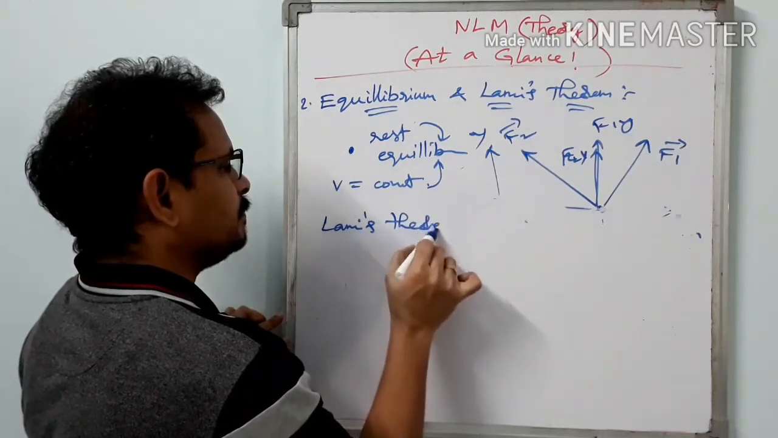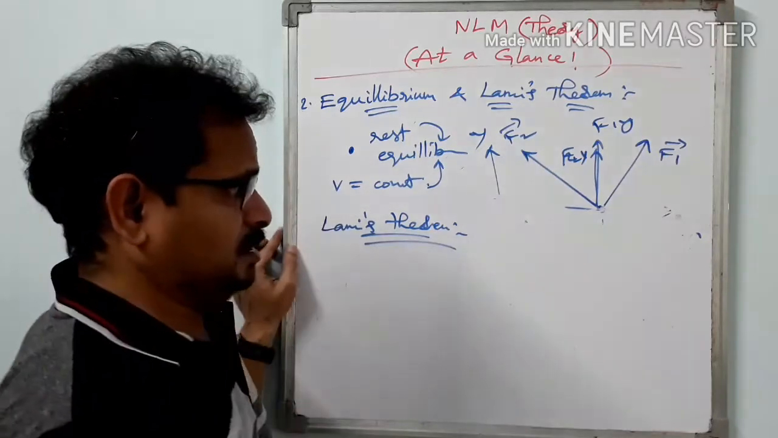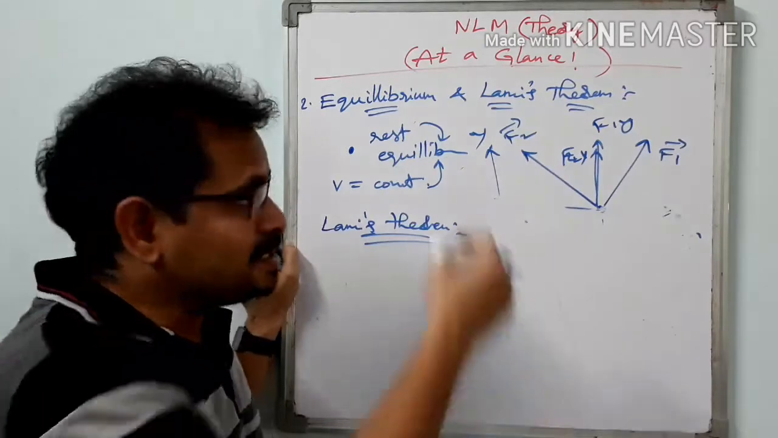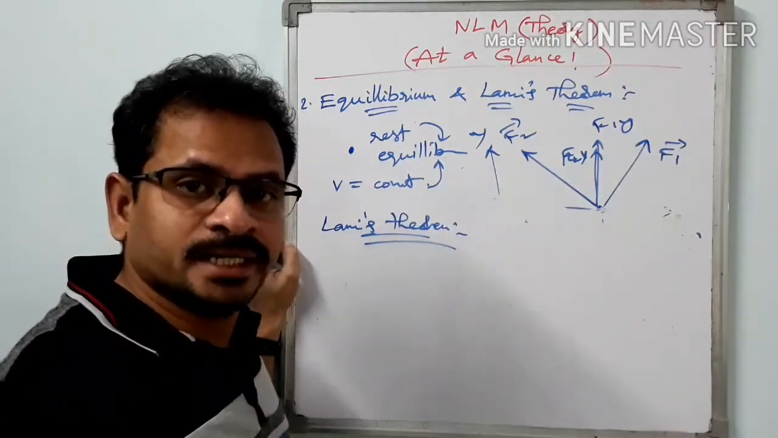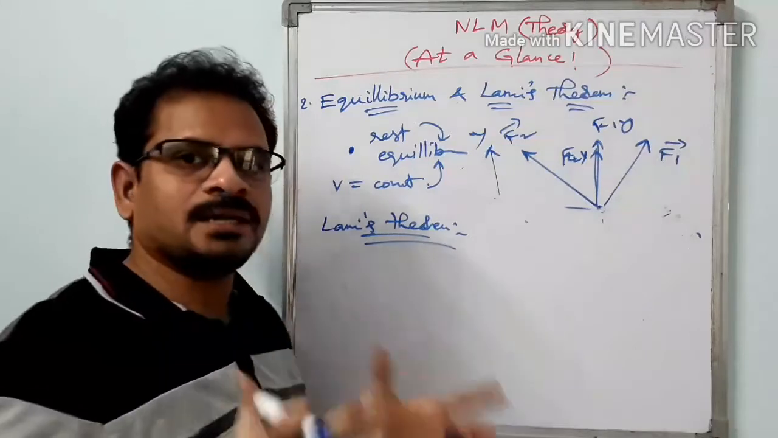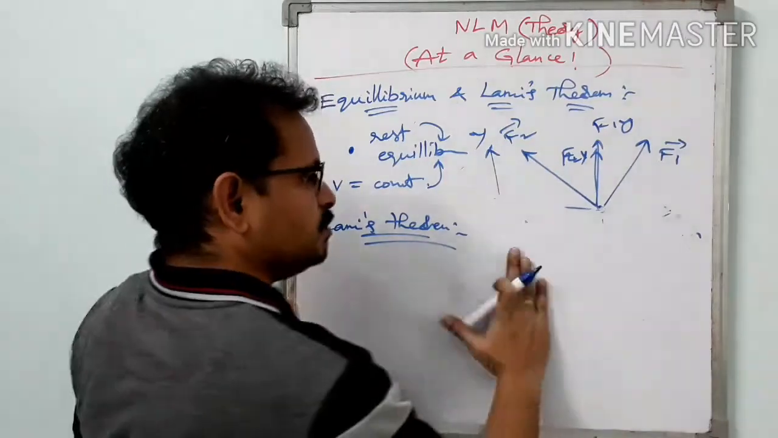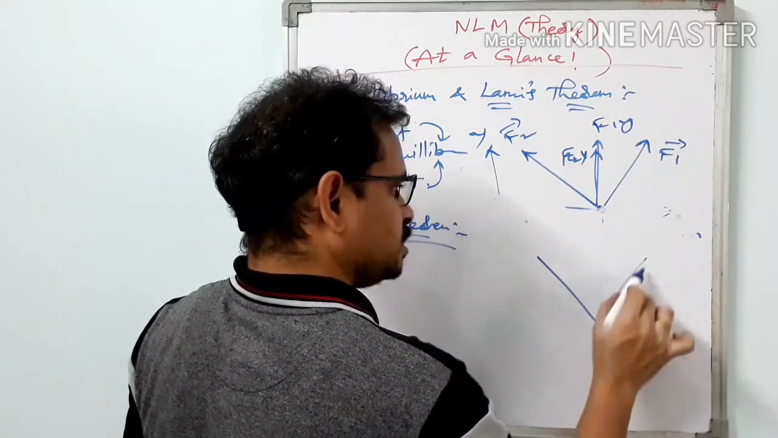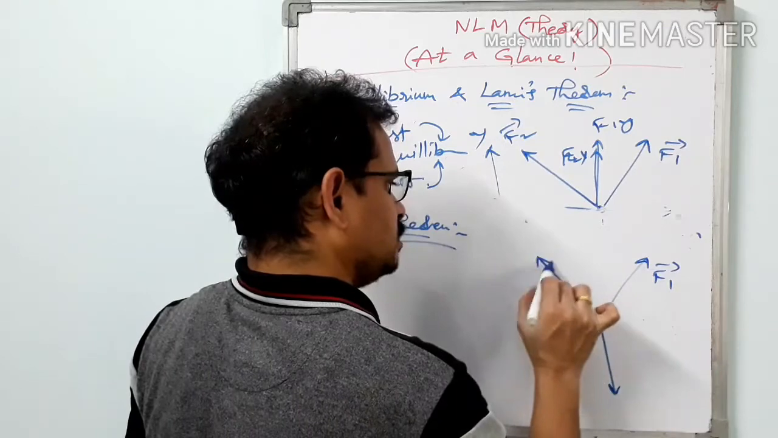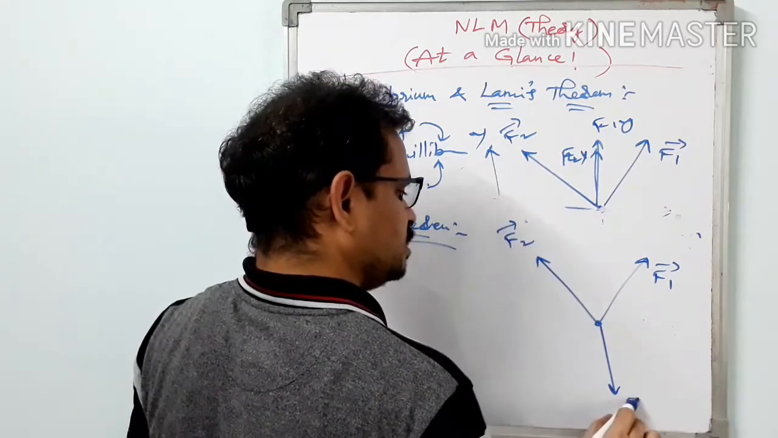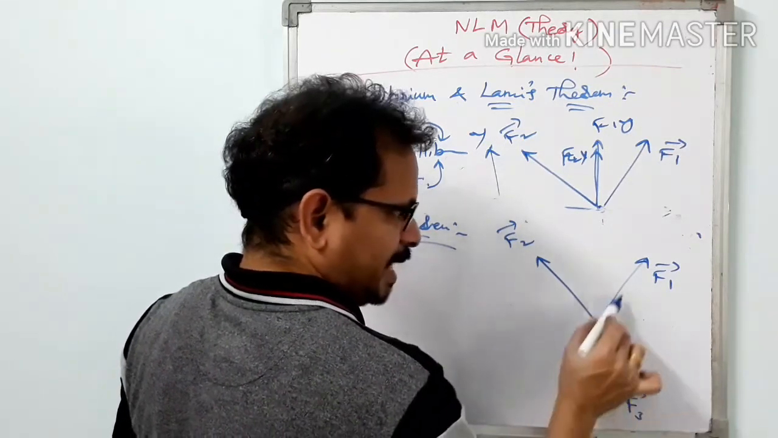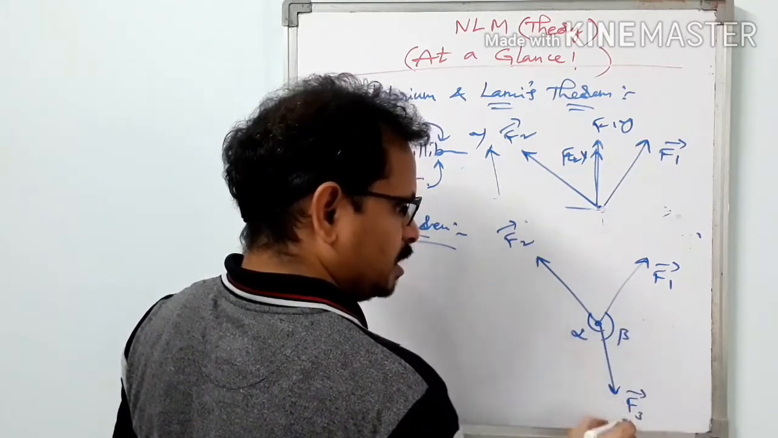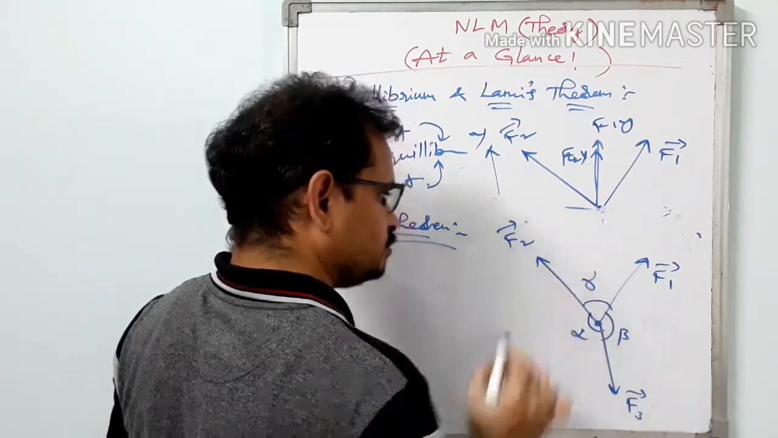Lami's theorem is a mathematical expression which helps us to solve these problems easily, but it has its own limitations. It is applicable only when three forces are acting on a particle and keeping it in equilibrium. For example, like this. So this is F1 bar, this is F2 bar, and this is F3 bar. The angle opposite to F1 bar is alpha, the angle opposite to F2 bar is beta, and the angle opposite to F3 bar is gamma.